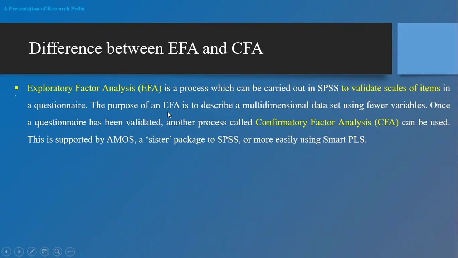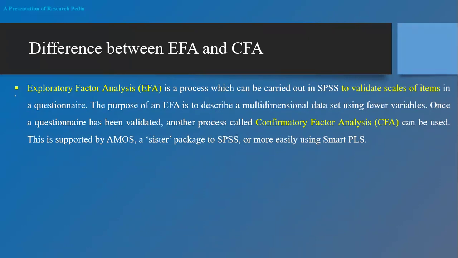The purpose of an EFA, which means exploratory factor analysis, is to describe a multi-dimensional data set using fewer variables. Once a questionnaire has been validated, another process called confirmatory factor analysis can be used. So as a first step, when you are going to validate scales of items from a questionnaire, you are going to use exploratory factor analysis. And once your scales are validated using EFA, then you are going to use CFA, which is known as confirmatory factor analysis, as a second step.